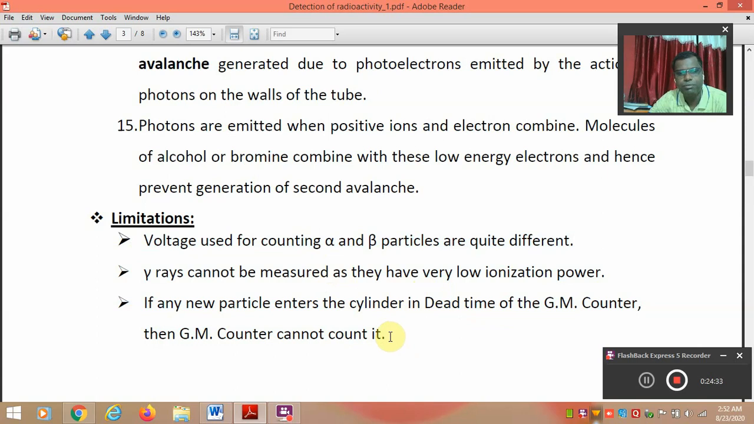So friends, we will resume again to discuss the second counter, which is used to measure the particles emitted by any radio element, called the scintillation counter.